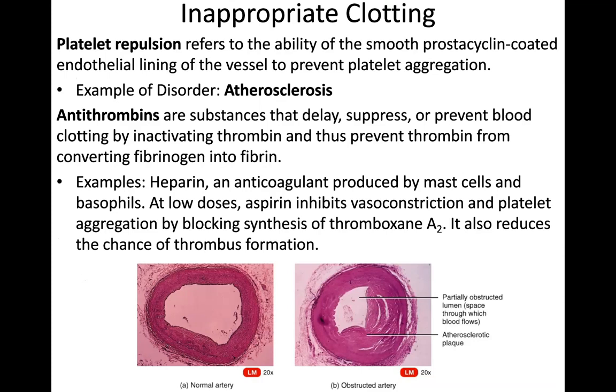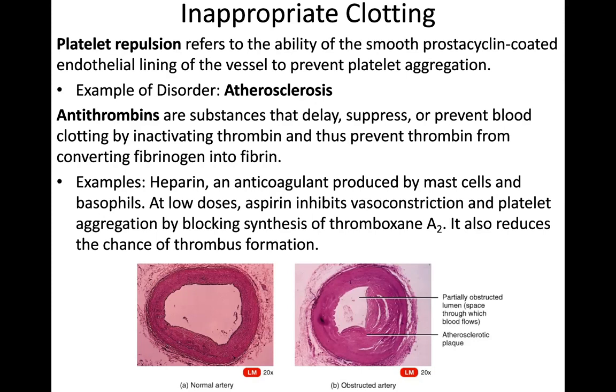A blood thinner like heparin, which you can get naturally thanks to those mast cells and basophils, or you can get synthetic heparin. Like if you watch TV shows or movies, you might hear them say, put that person on a heparin drip. Or what you might also know is that aspirin can be described as a blood thinner. What they do is that they are an antithrombin. They prevent the formation of a blood clot.